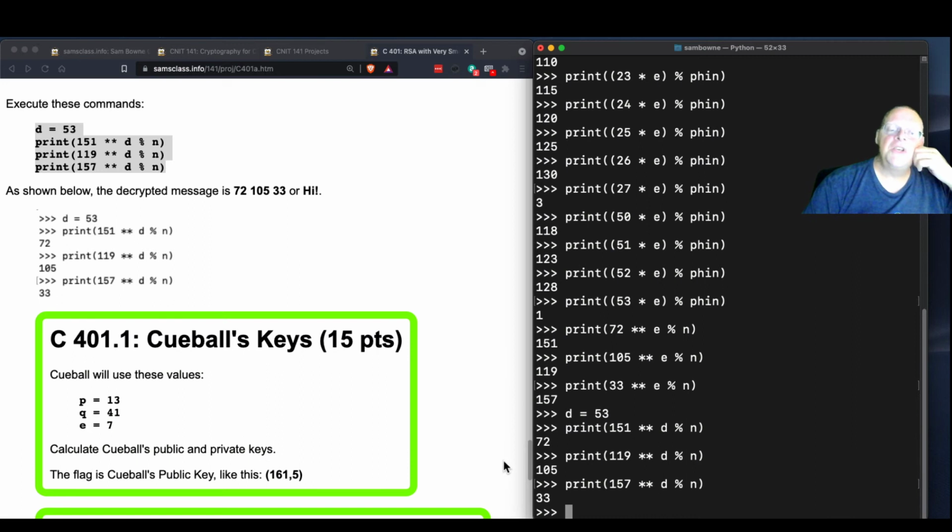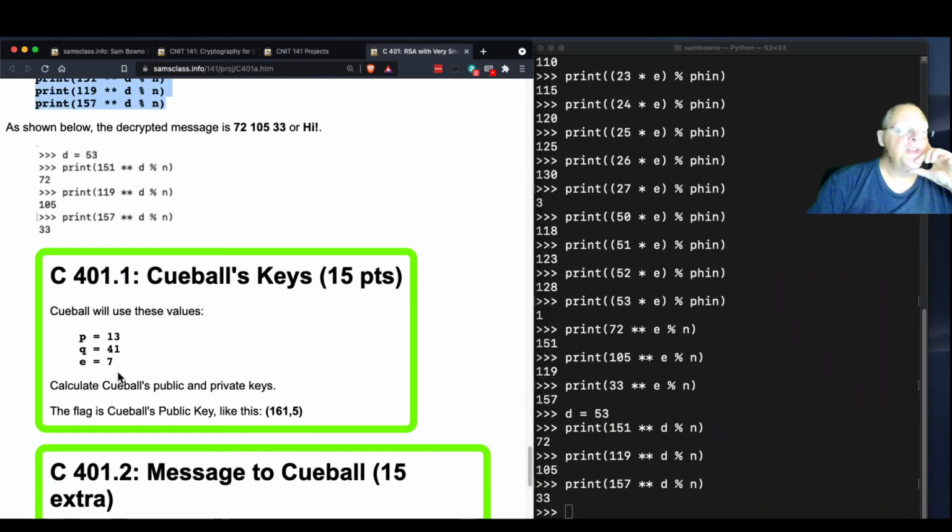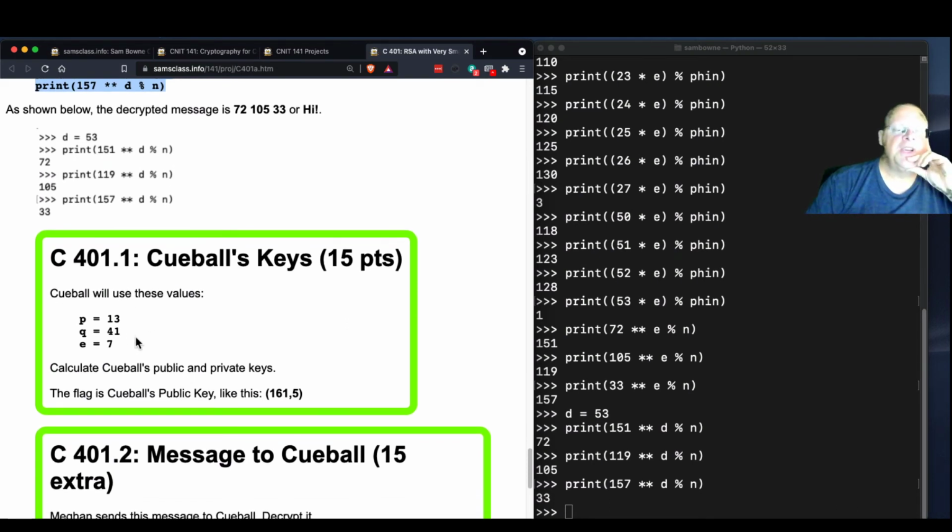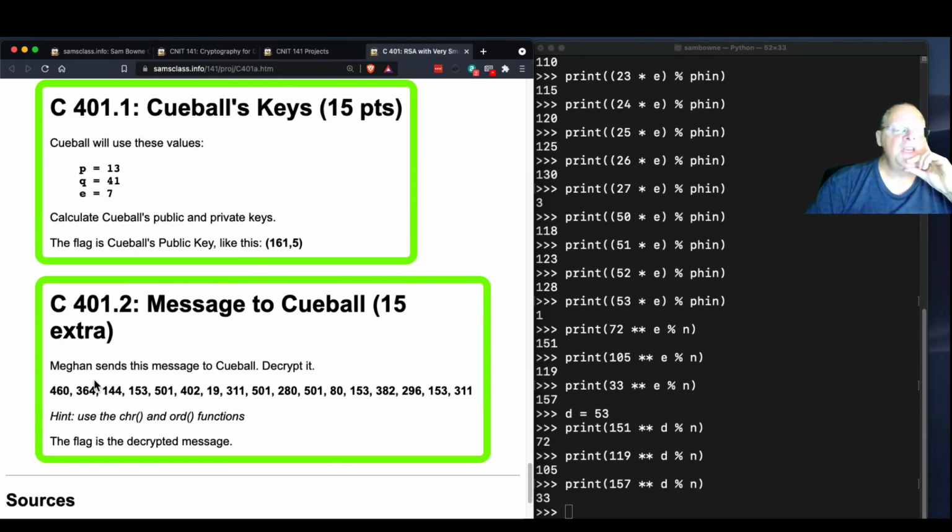Now, of course, this is not secure because these numbers are too small. You could crack it with brute force and other techniques. Real RSA, as we've talked about, needs to use keys that are 2048 or 3072 bits long these days to be secure. But it's the same principle. So there's just some flags to calculate some public and private keys. And this is Q-Ball's keys, so he gets the encrypted message you can decrypt.